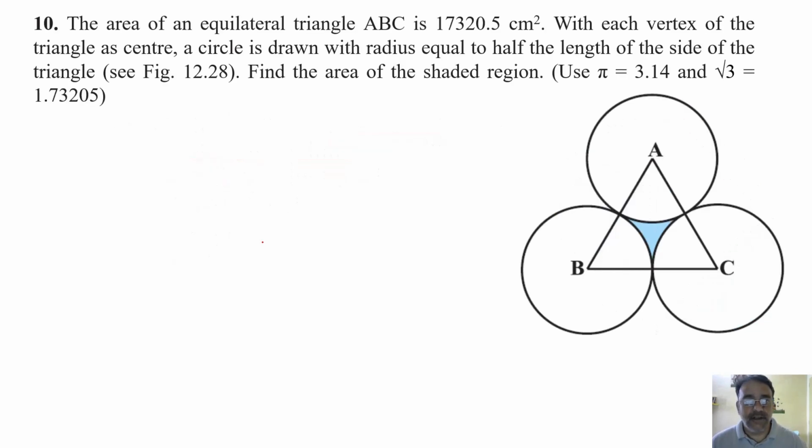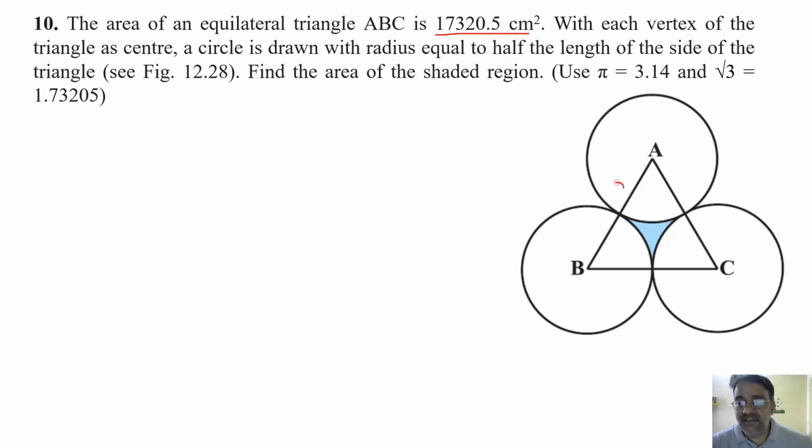No, sir. Okay. So now we are moving towards another question. Question number 10. The area of an equilateral triangle ABC is given 17,320.5 centimeter square. With each vertex of the triangle as center, a circle is drawn with radius equal to half the length of the side of the triangle.